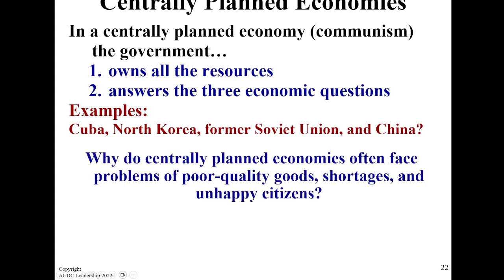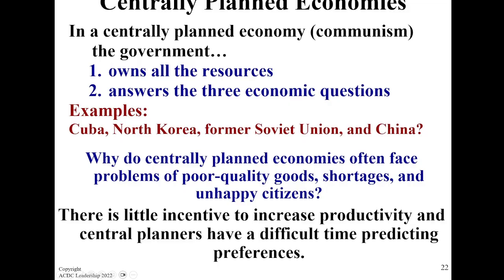So why do centrally planned economies often face the problems of poor quality goods, shortages, and unhappy citizens? The answer is there's zero competition. If you think about it, for example, Speed, Math, and CS, we are a tutoring organization, right? We, of course, have competition. There are other organizations you can go to for AP tutoring. So what we have to do is basically outrun our competition. In return, consumers will be getting better productivity and better resources.